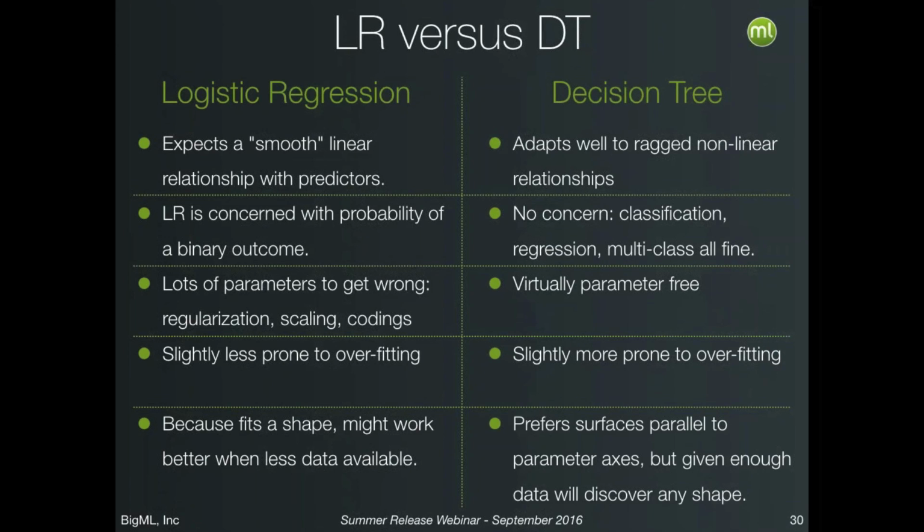All right. The corollary to that is the decision tree. It's got these sort of two ideas. One, it prefers these splits that are parallel to its parameter axes, okay, which can cause it problems. But as long as you give it enough data, it's going to discover any shape.